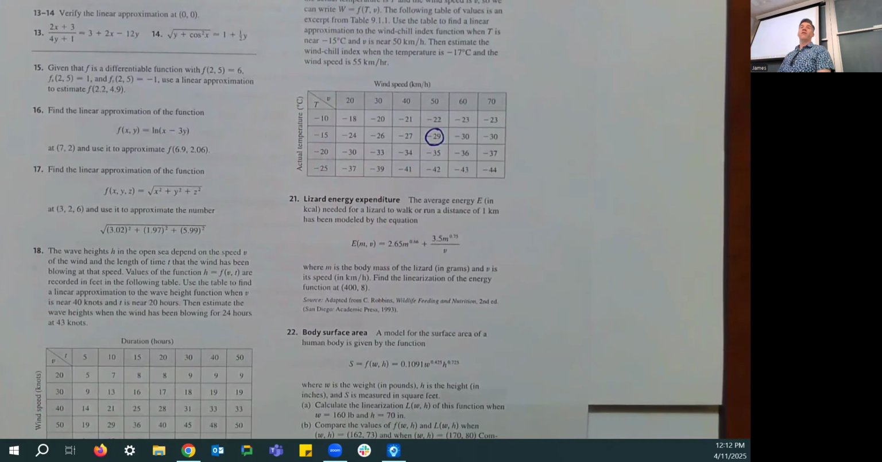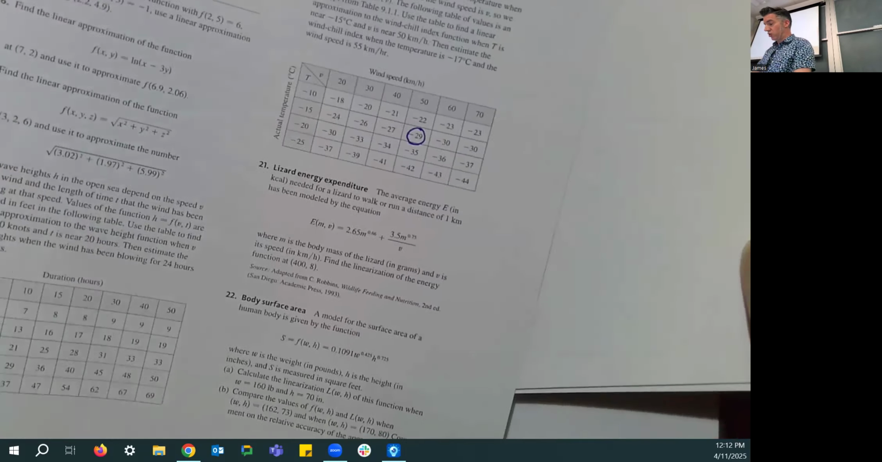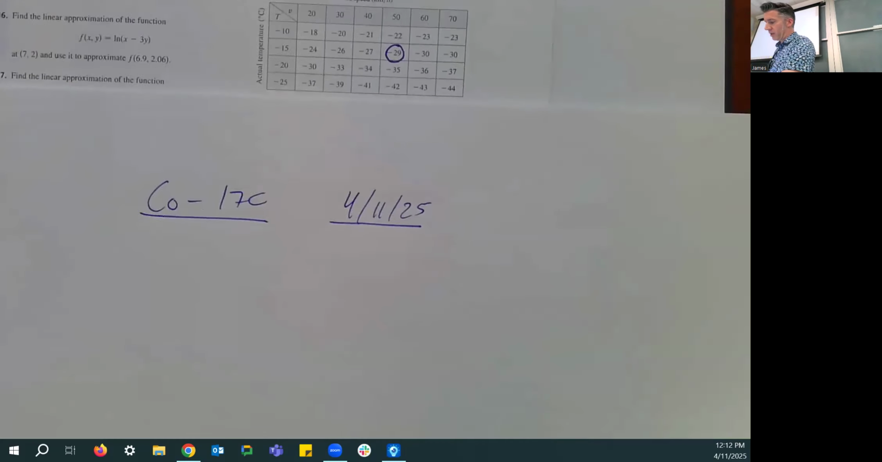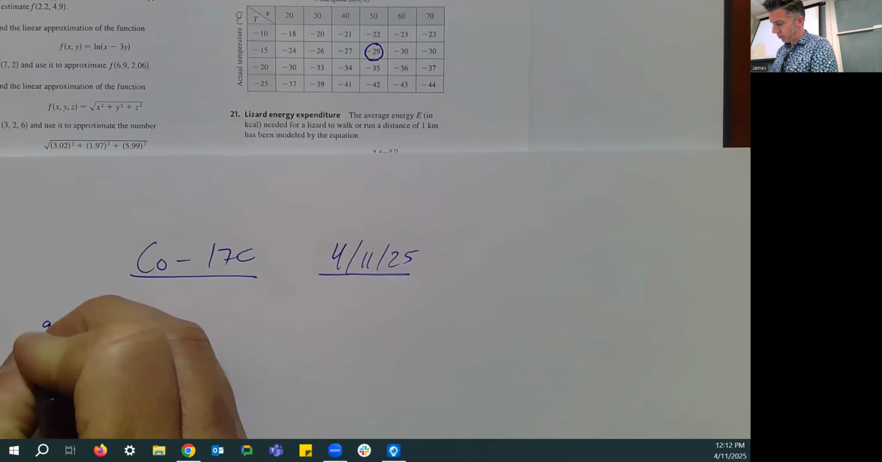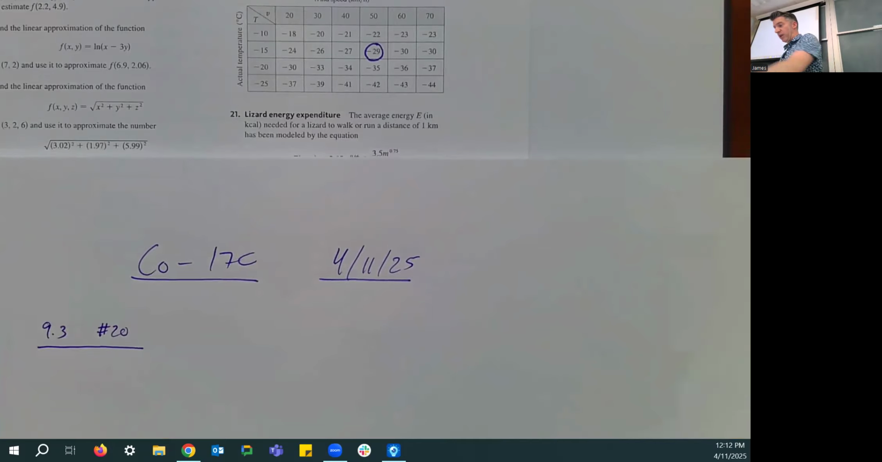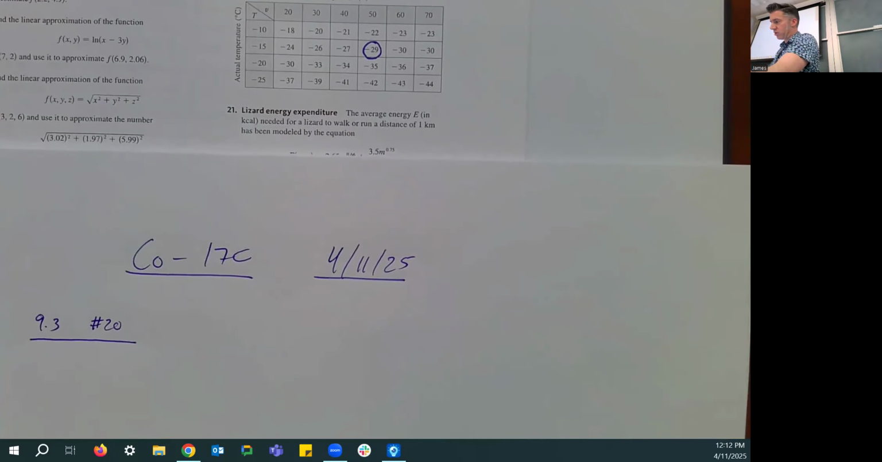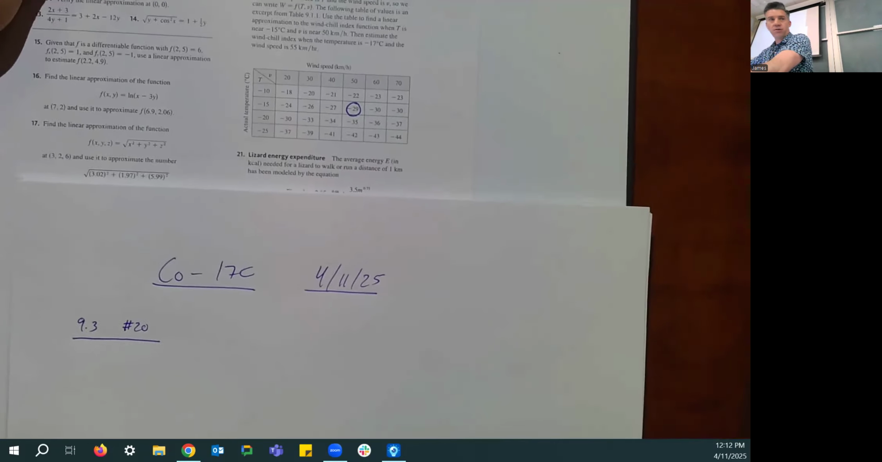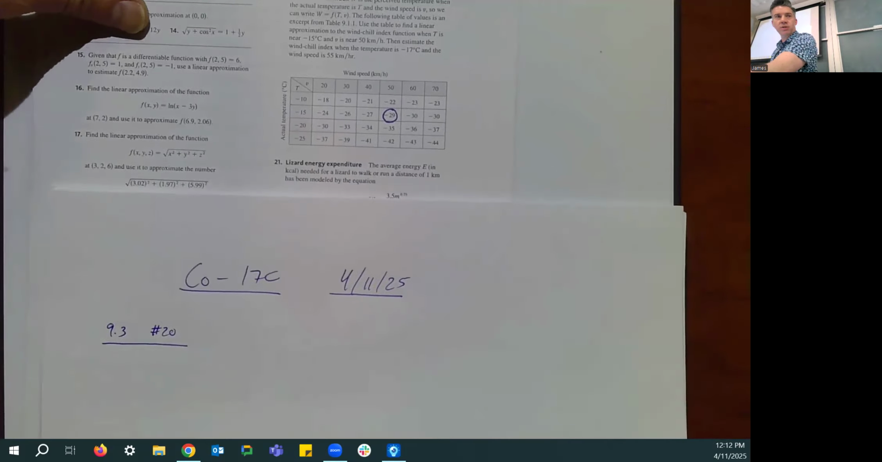Okay, so we're trying to find a linearization. But instead of having functions to do it with, they're giving us a table and we have to estimate or find all the values. So let's remind ourselves what the linearization should look like. This is section 9.3, problem number 20, and again very similar in execution to problem number 18. Let me zoom out just a little bit here and scooch this up just a little bit.